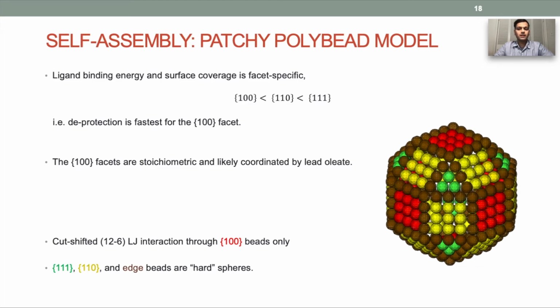It is known that the ligand binding energy and surface coverage is facet specific. In other words, the 100 facets become deprotected the fastest, prompting the formation of inter-nanoparticle epitaxial connections between them. To mimic the gradual deprotection of the 100 facets for our simulations, we gradually ramp up the interactions between the 100 facet beads, that is, the red beads, from 0 to some maximum value.